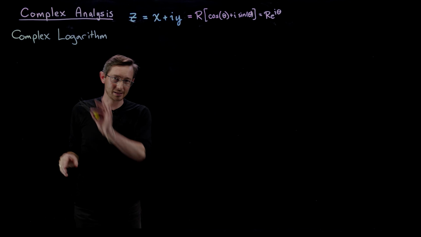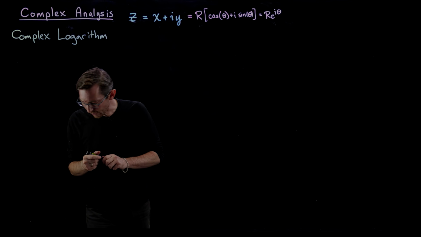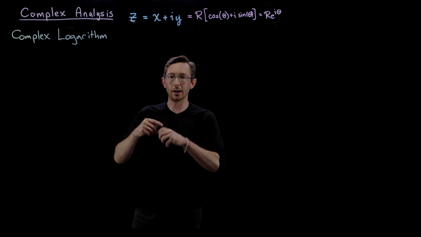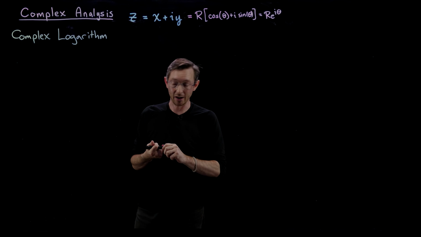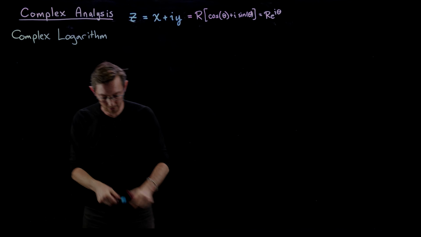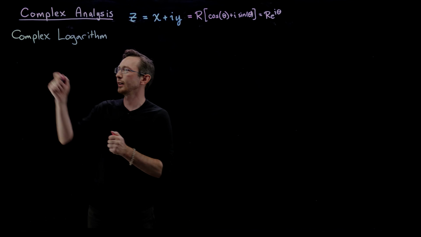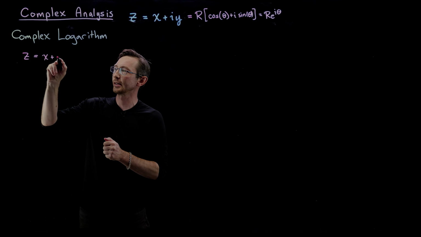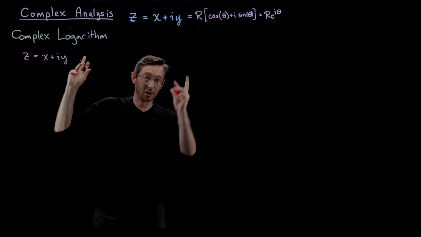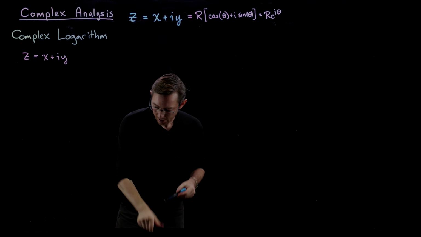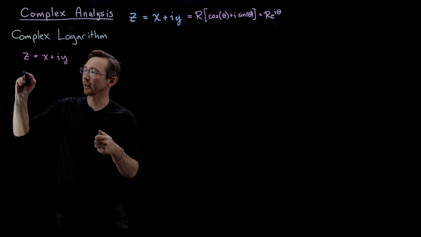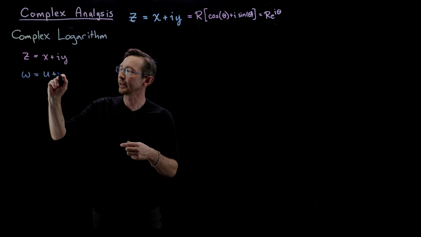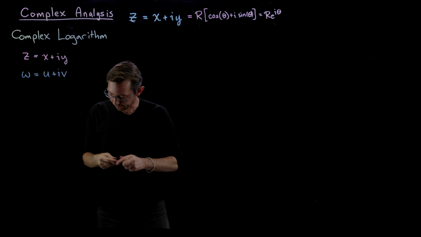Now that was too much teaser. I'm just going to jump right in. So the complex logarithm, and I'm going to use two different colors here, I hope. We're going to let z equals x plus iy. This is our input variable. And we're going to let our output variable w equal u plus iv.